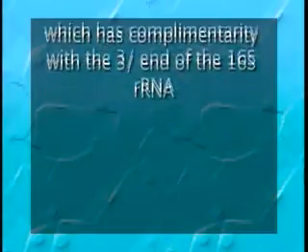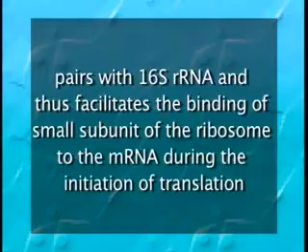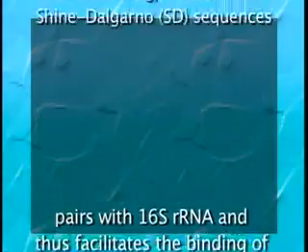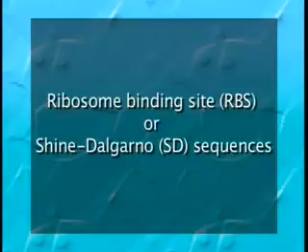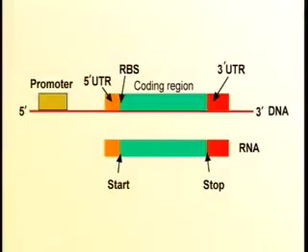16S rRNA. This region base pairs with 16S rRNA and thus facilitates the binding of the small subunit of the ribosome to the mRNA during the initiation of translation. This region is known as the ribosome binding site, RBS, or Shine-Dalgarno sequence, SD sequence.